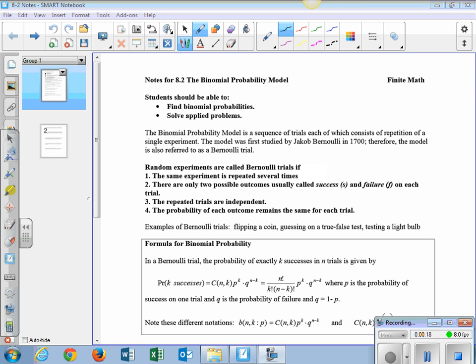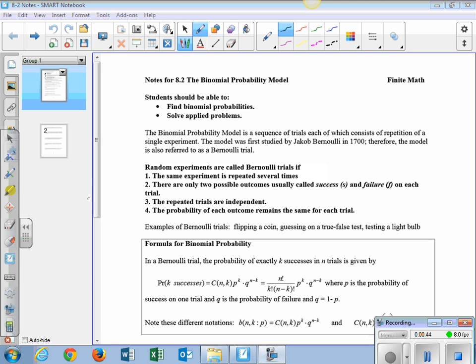Basically, it's a sequence of trials, each of which consists of repetition of a single experiment. The model was first studied by Jacob Bernoulli in the 1700s. Therefore, we will sometimes call this model the Bernoulli trials or Bernoulli model or binomial model. So I'll throw those names out a lot. Random experiments are called Bernoulli trials if the same experiment is repeated several times.